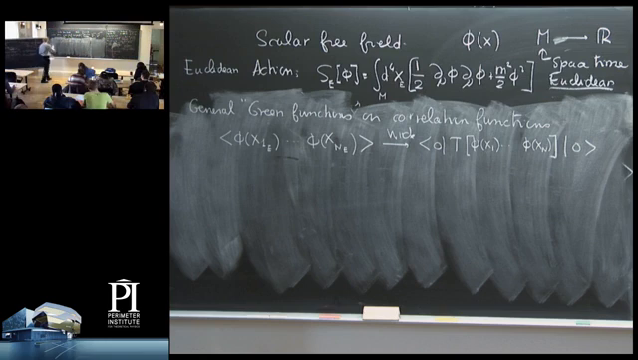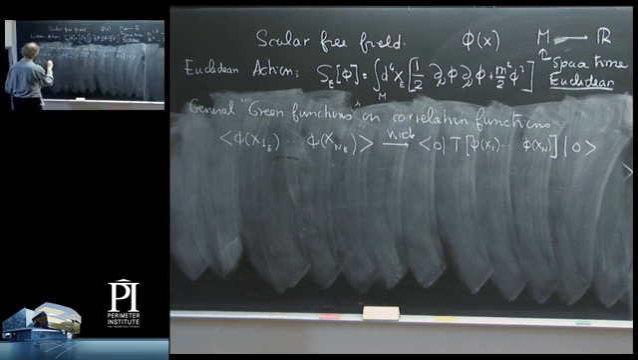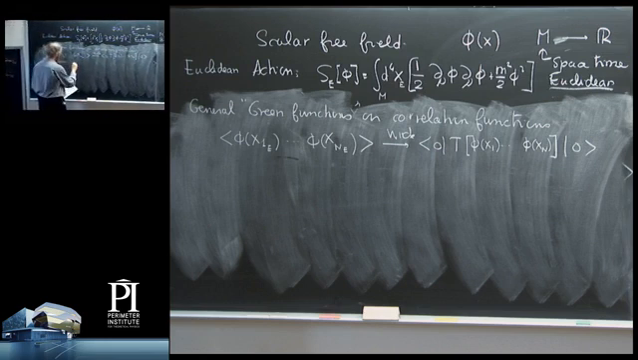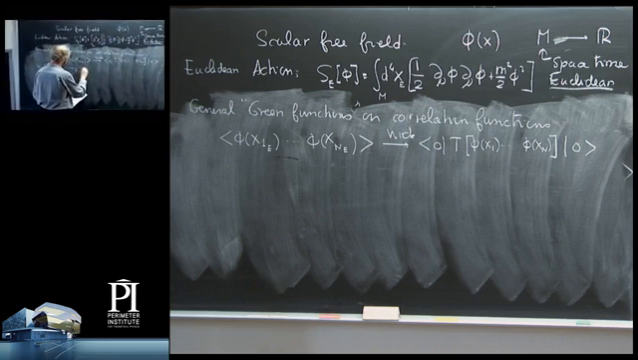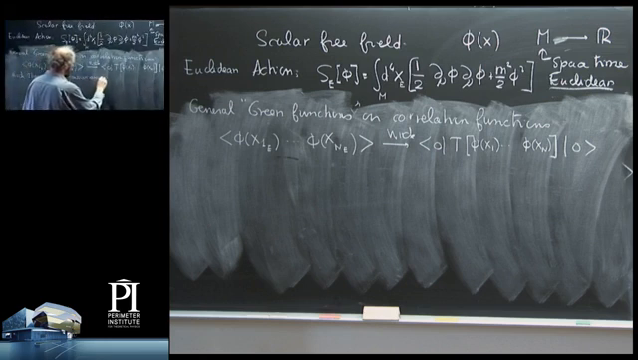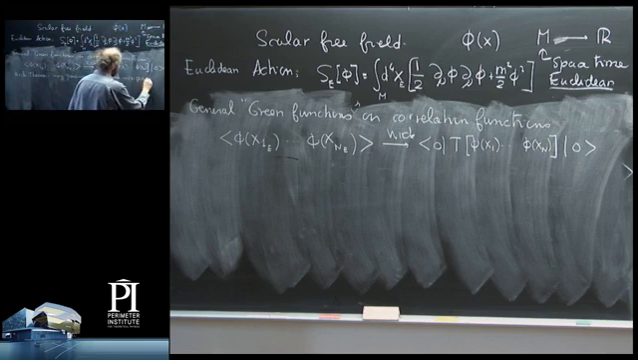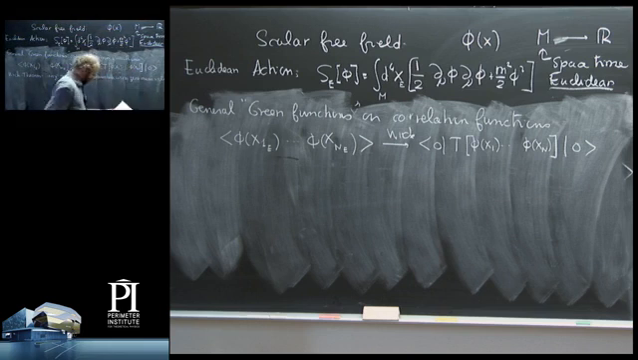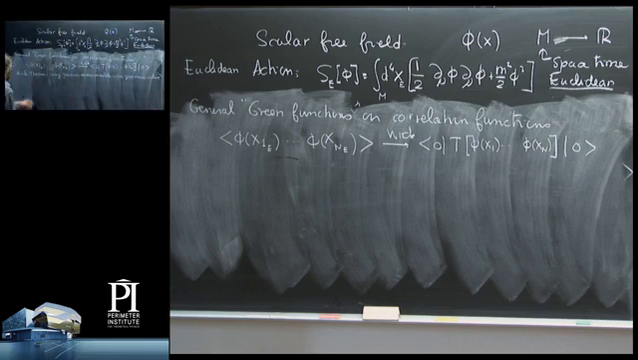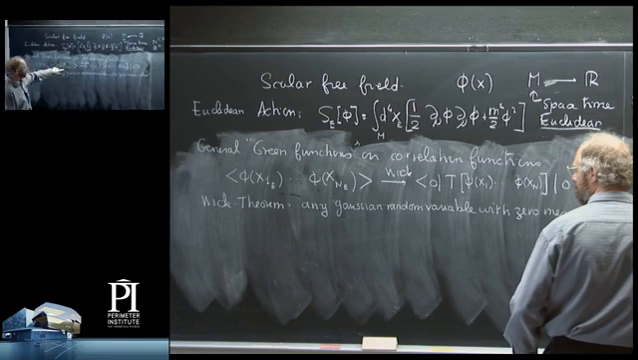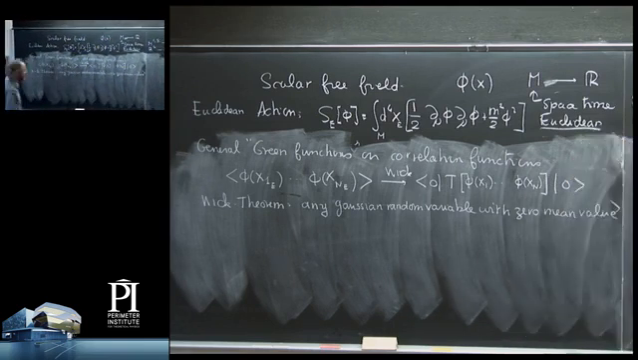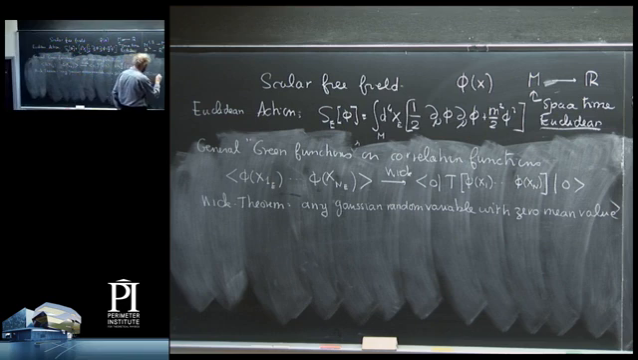Now, you have seen that there is a result called the Wick theorem, which states that for any Gaussian random variable with vanishing mean value, the expectation value of a product of such objects can be decomposed into a product of expectation values of two variables. You have seen that in the tutorial. It's a simple consequence of, and let us apply this to this.